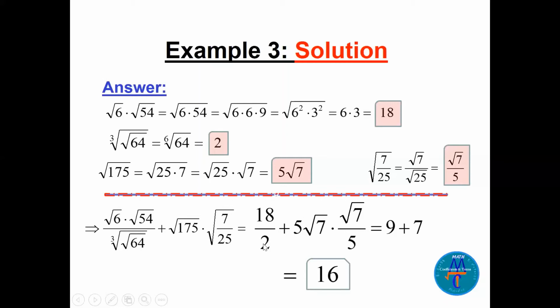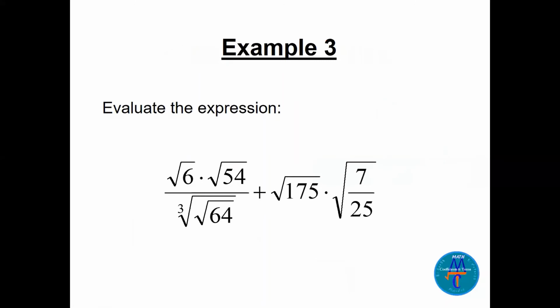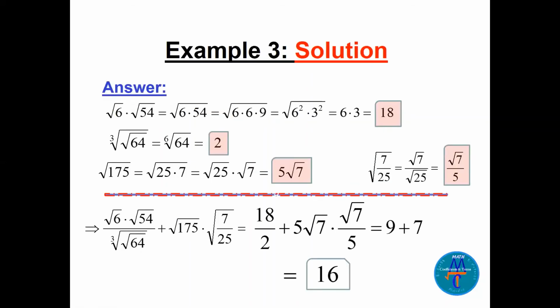See, 18 over 2 is 9. Square root of 7 times square root of 7 is 7. When you add 7 and 9, 16 is the nice answer. So look at this question here. Very big question, and the answer is only 16 without using any calculator. So here is the answer.